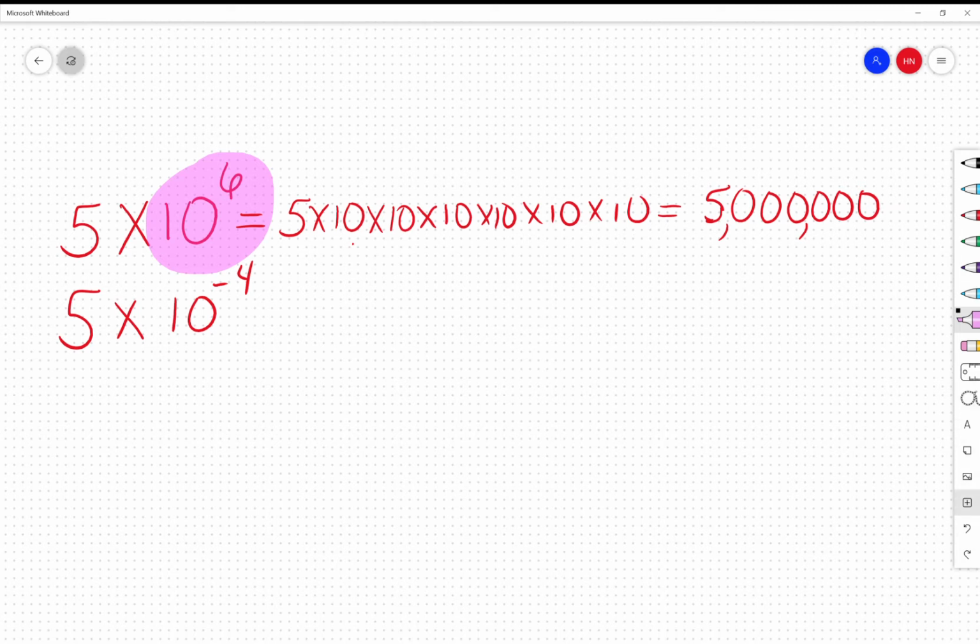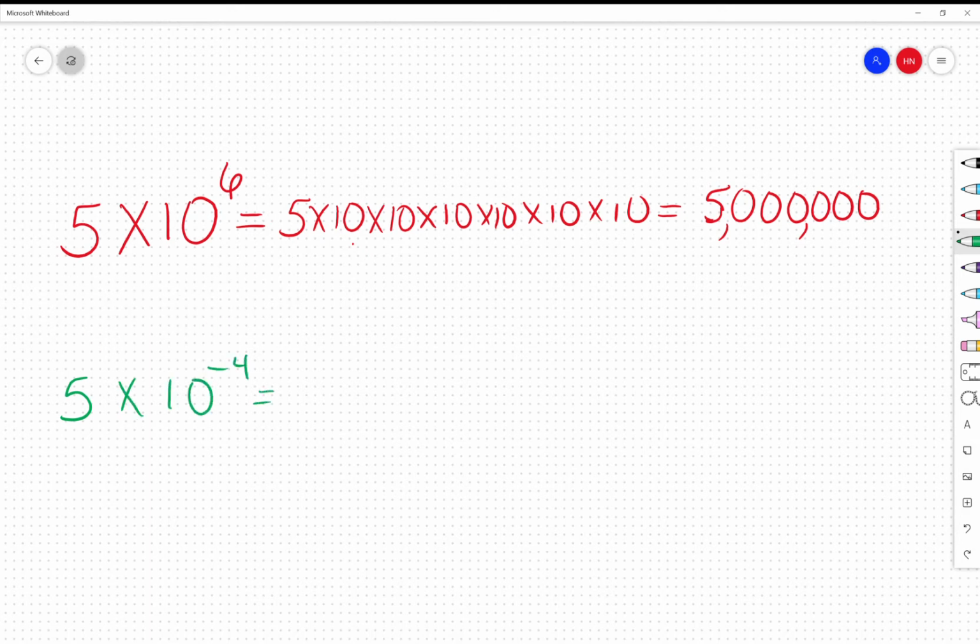So now let's talk about what it means when I do 5 times 10 to the negative 4. What does that mean? Well, when you have a negative on the exponent, like any variable y to the negative 4, that's the same thing as saying 1 over y to the 4th. So whenever you have a negative exponent, that just means that you are dividing by that number that many times rather than multiplying, because a negative exponent just means that the number is in the denominator.